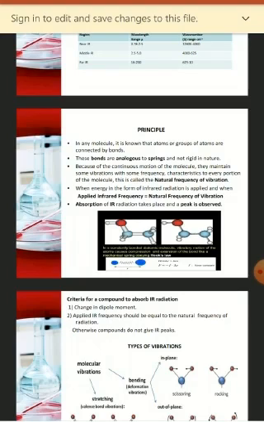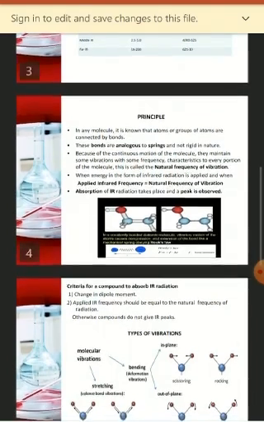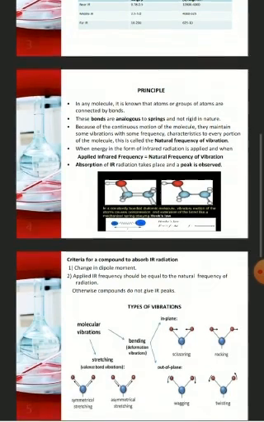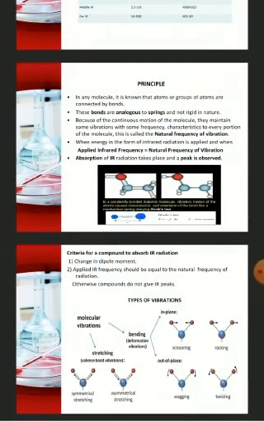When energy in the form of infrared radiation is applied, and when the applied infrared frequency is equal to the natural frequency of vibration, absorption of infrared radiation takes place and a peak is observed. Every bond or portion of a molecule or functional group requires a different frequency for absorption. Hence, a characteristic peak is observed for every functional group or part of the molecule. In other words, IR spectra is nothing but a fingerprint of a molecule.